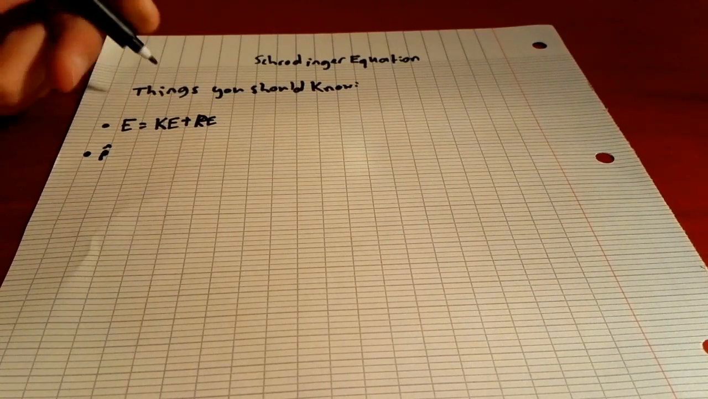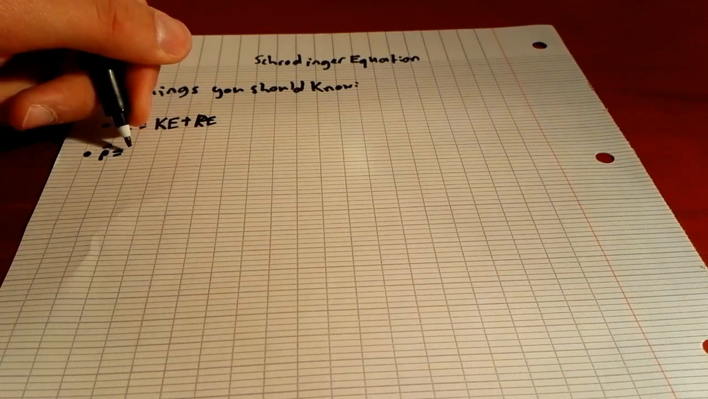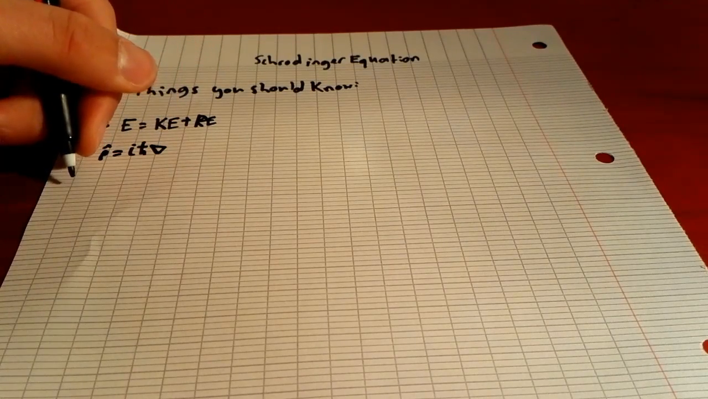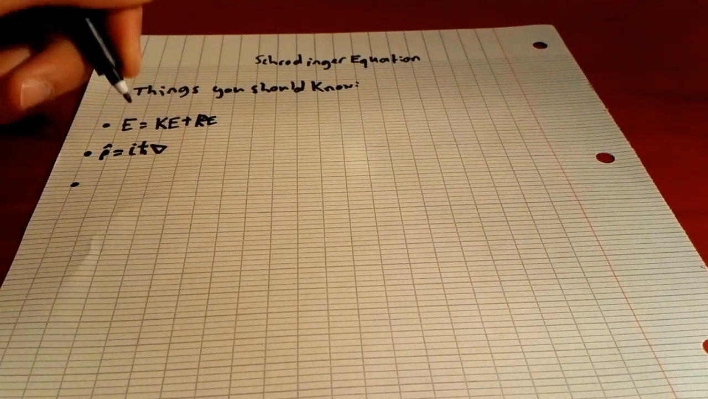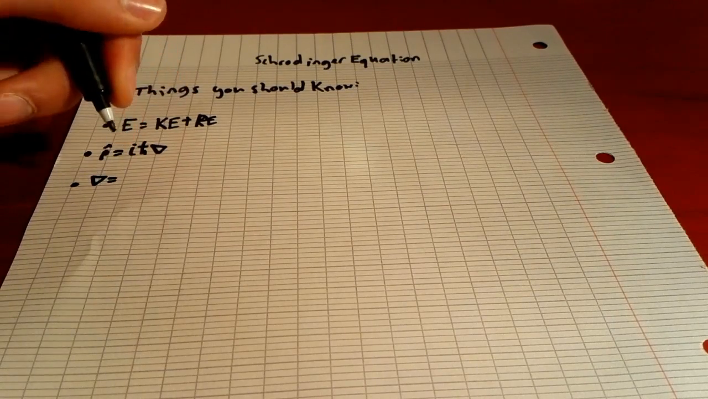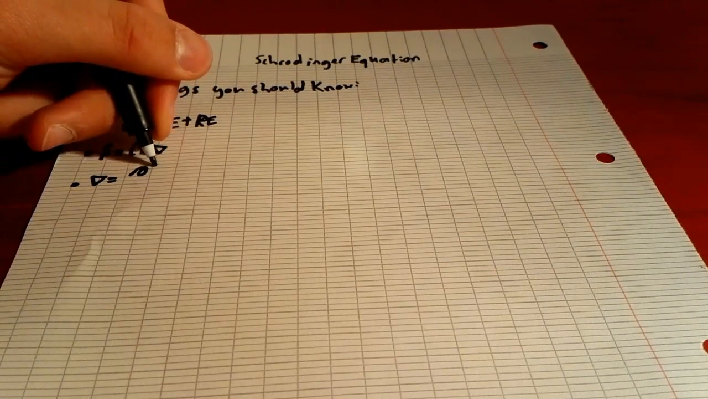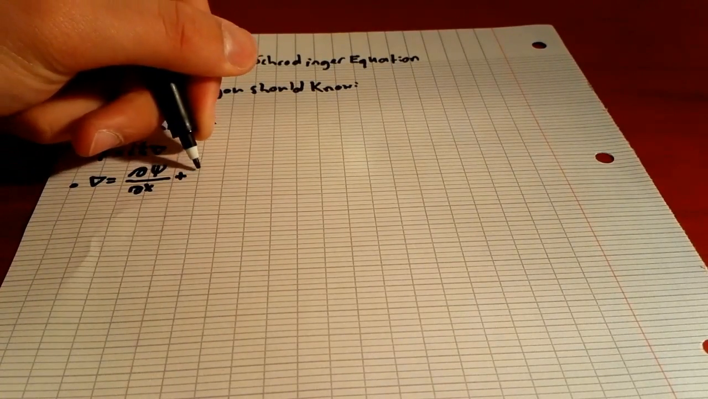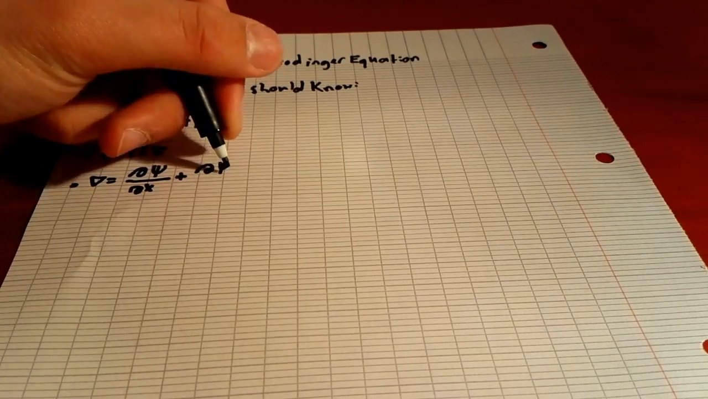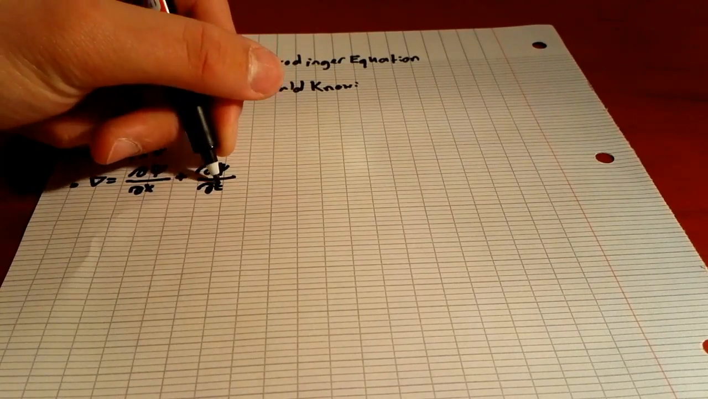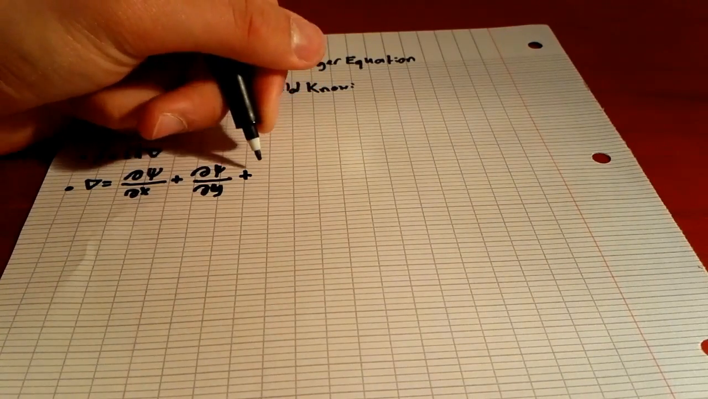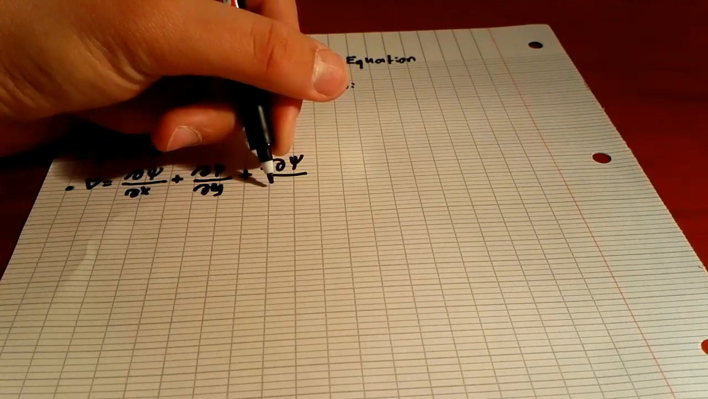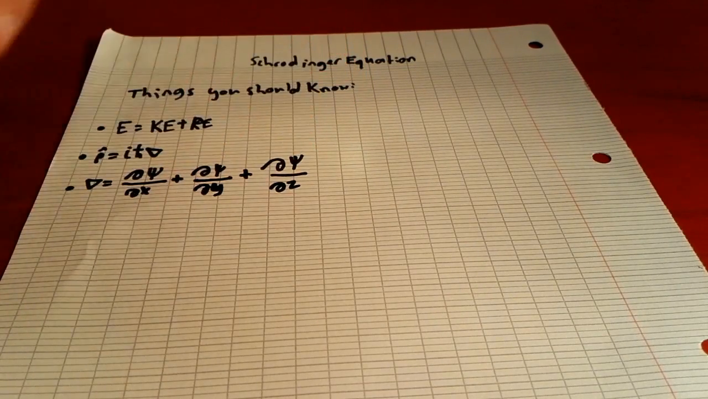You should know that the quantum operator for momentum is equal to i h bar multiplied by the gradient. You should know what the gradient is. The gradient is the differentiation of the wave function with respect to the x dimension plus the differentiation of the wave function with respect to the y dimension plus the differentiation of the wave function with respect to the z dimension.